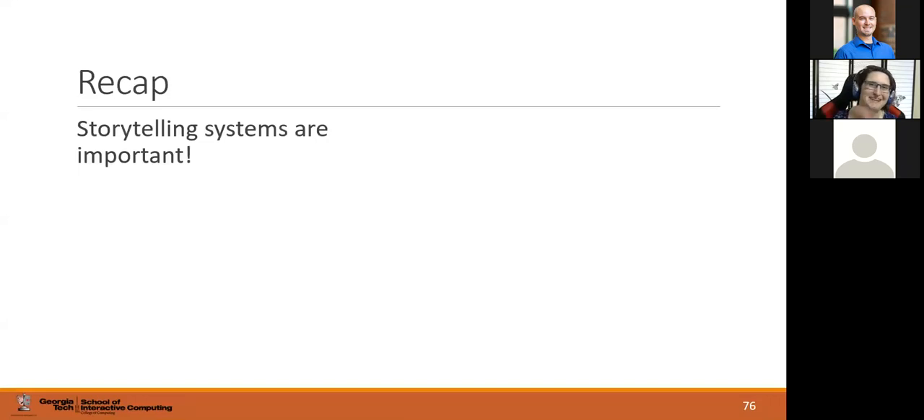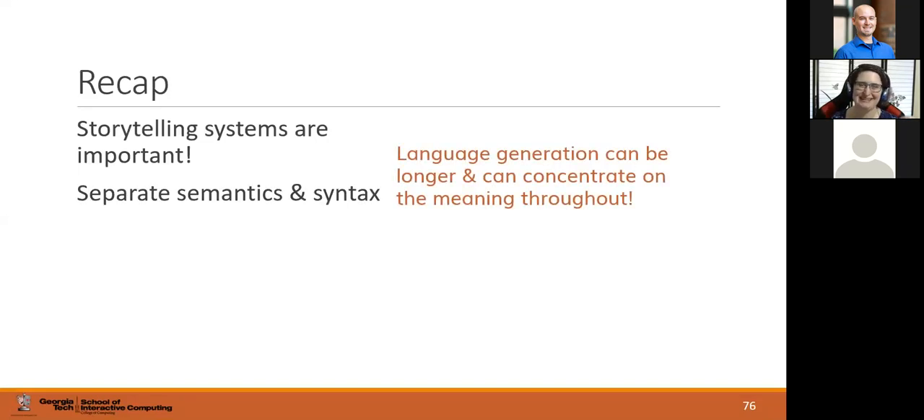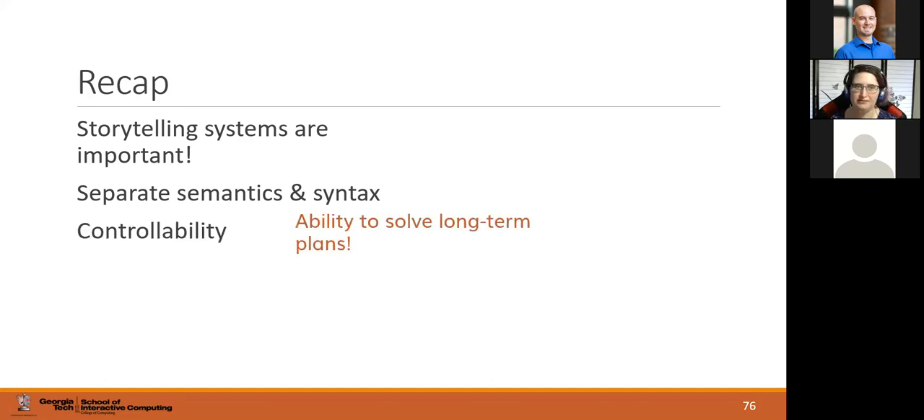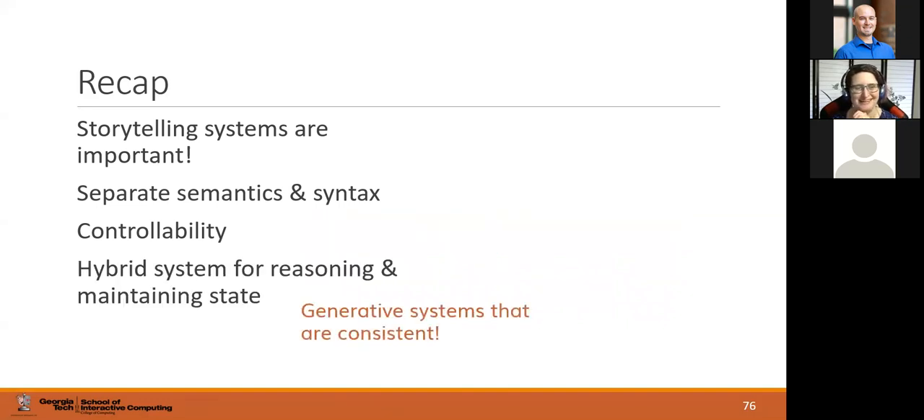So to recap, in total, storytelling systems are important. By separating the semantics and syntax, we're able to have language generation that can be longer and can concentrate on the meaning throughout. And it can have controllability of these systems, so it has an ability to solve long-term plans, which is also coherence. And by creating these causal systems for reasoning and maintaining state, it has these generative systems that are consistent.